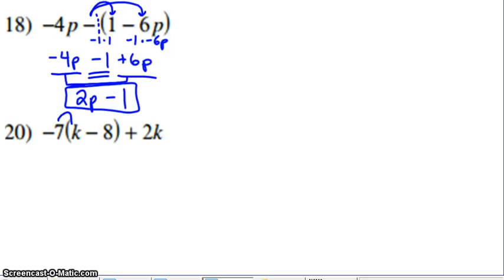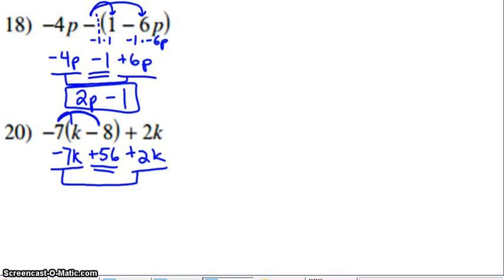Number 20. Distribute first. So negative 7 times k, which is negative 7k. Negative 7 times negative 8, which is positive 56. And then bring down this 2k. Now we have to identify the like terms. Negative 7k and 2k is negative 5k, and then 56 is by itself.